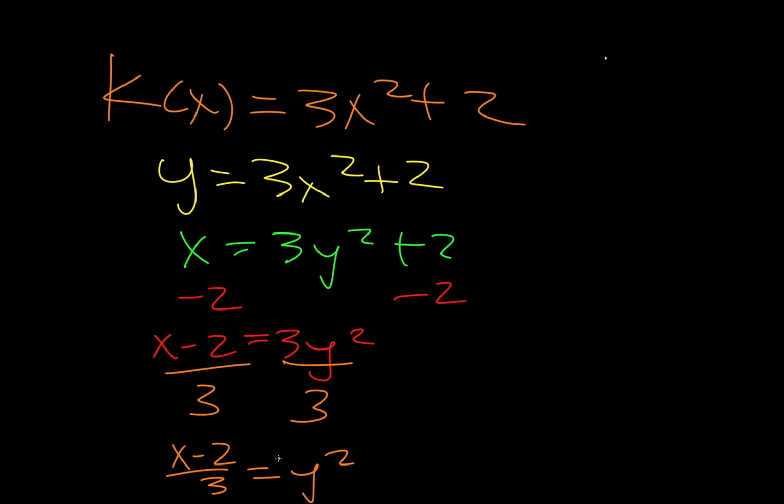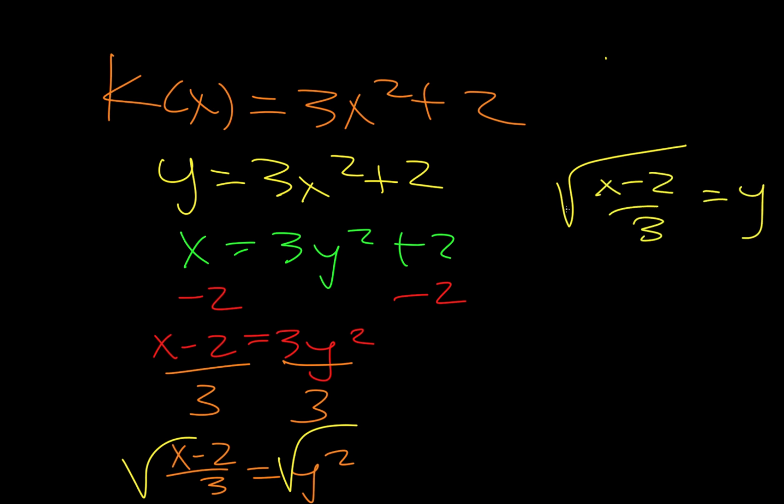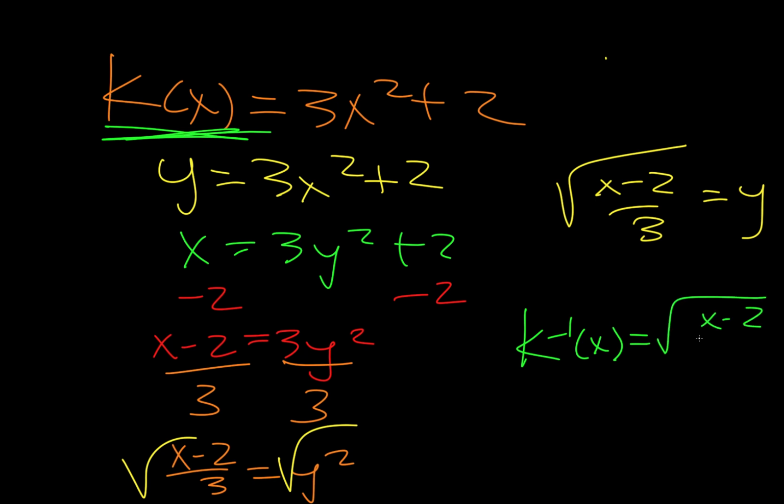And we would square root right here. So we have the square root of x minus 2 over 3 equals y. Now notice that I didn't put a plus or minus, because we're restricting it to just the positive. So this is my inverse. Now I just need to fix the notation. And so I'm going to say k to the negative 1 of x equals the square root of x minus 2 over 3.